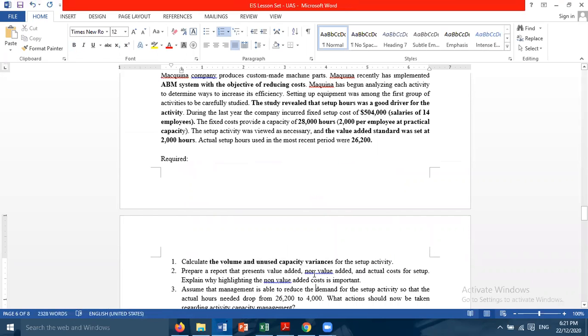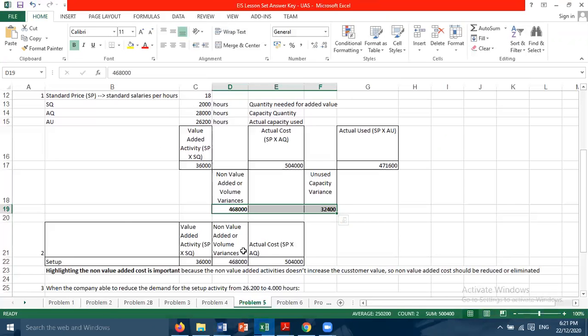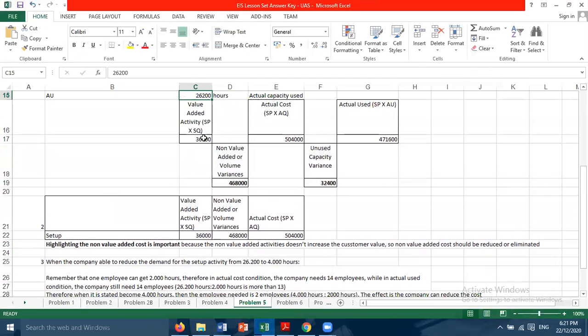Okay, next, number 2, prepare a report that presents value added, non-value added, and actual cost for setup. All right, so here, all we need to do is just highlight the ones we got before. So we actually only need 36,000 for value added. And then we actually need 468,000, or this is the non-value added, or the cost we incurred for activity that actually does not give value added. And this is the actual cost.